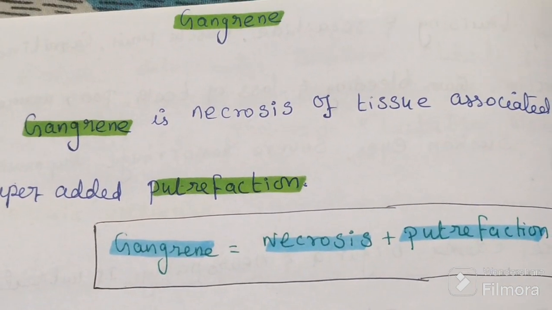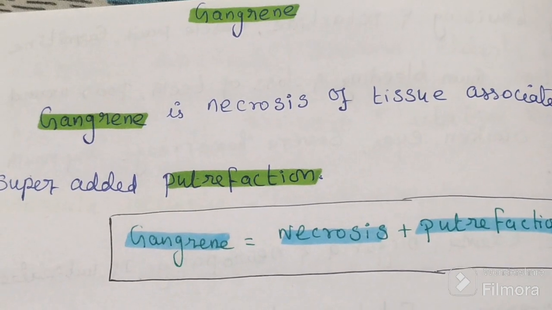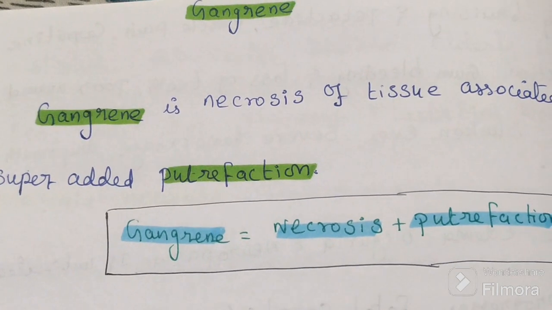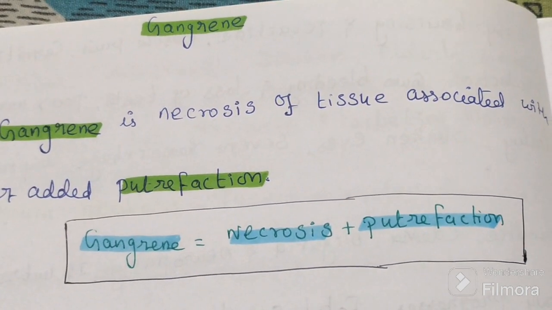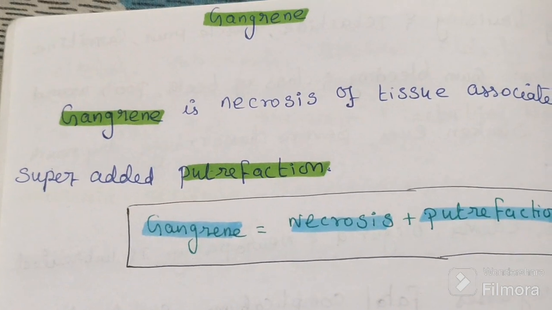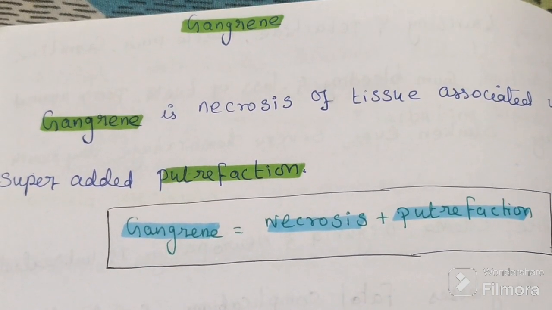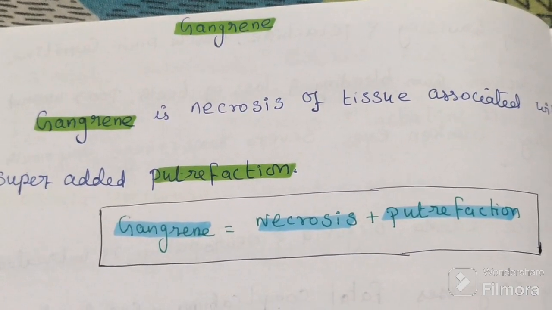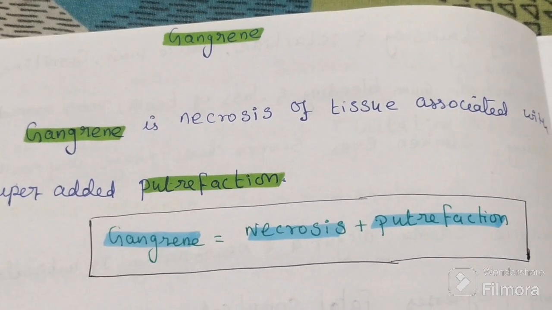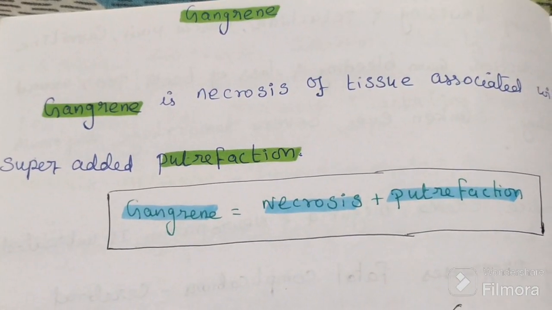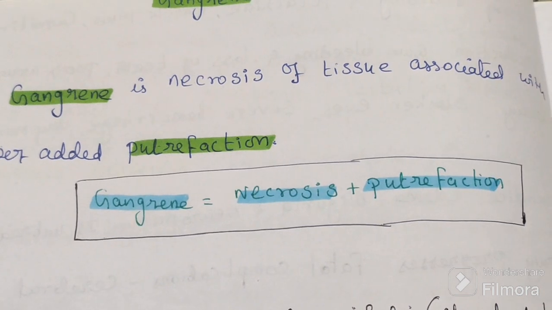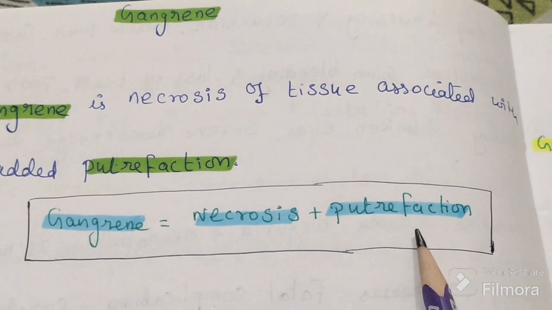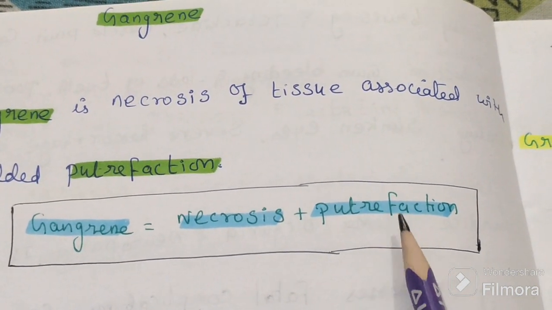Today's topic of discussion is gangrene. What is gangrene? Gangrene is necrosis. Necrosis means death of tissue, associated with superadded putrefaction. Putrefaction means decomposition of dead tissue. So, gangrene is a necrosis of tissue associated with superadded putrefaction. Gangrene equals necrosis plus superadded putrefaction, the decomposition of dead tissue.